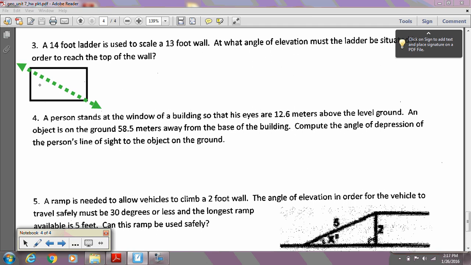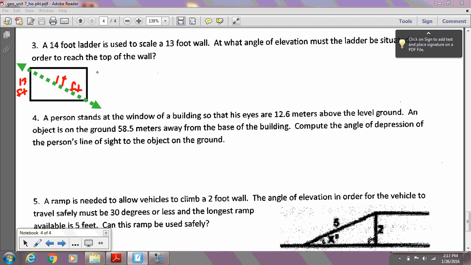A 14-foot ladder is used to scale a 13-foot wall. So a wall stands vertically. Any wall that you know stands vertically. So that means it's going to be these vertical sides on the left and the right. I can label with 13 feet. And the ladder will obviously lean up against the wall. So that means the diagonal represents the length of the ladder. So I'll label that 14.